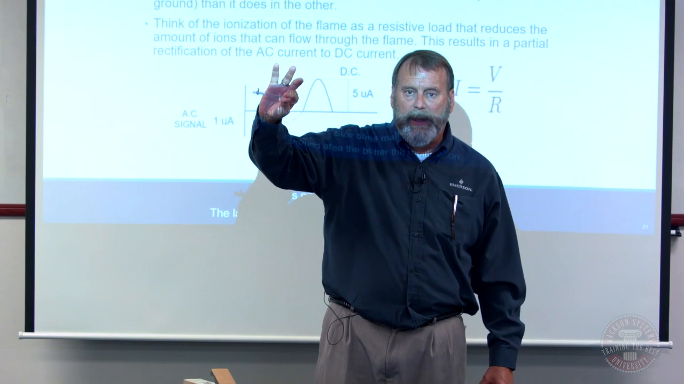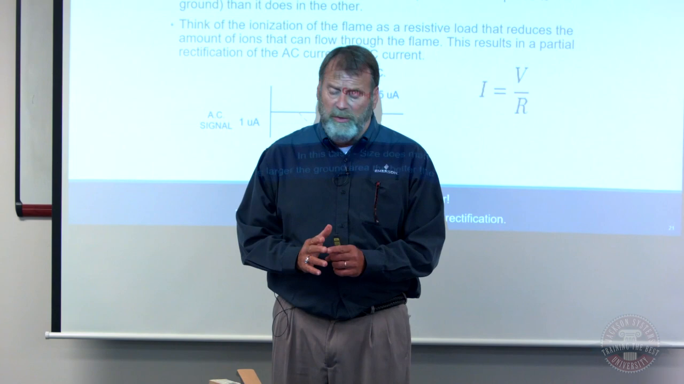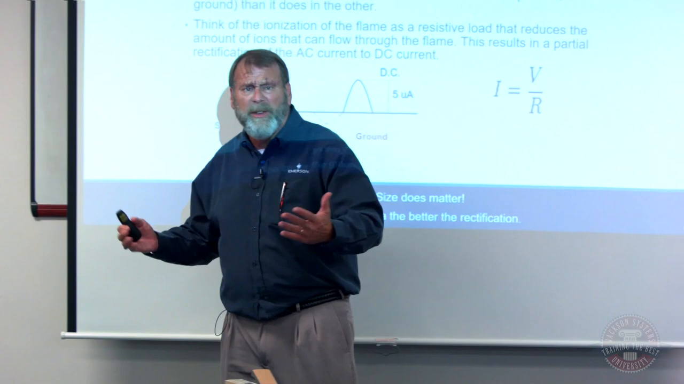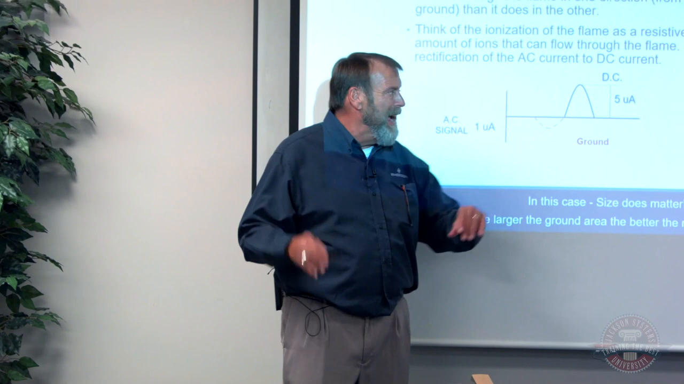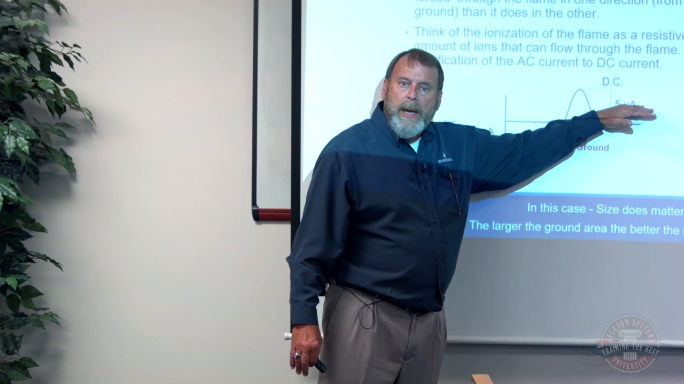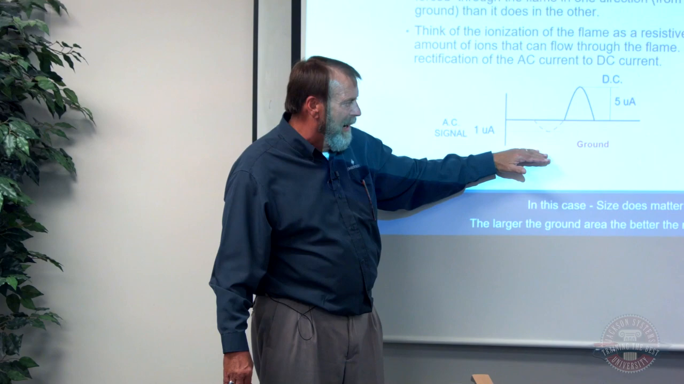It's a very small surface area. How big is the ground inside of a furnace? Massive. The whole thing, all of it's ground. So you've got a very small flame probe, a very large ground, and because of the dissimilar mass, a current can flow very readily in one direction, but it is impeded, based upon the size of the ground, in going the second direction, or the negative side.